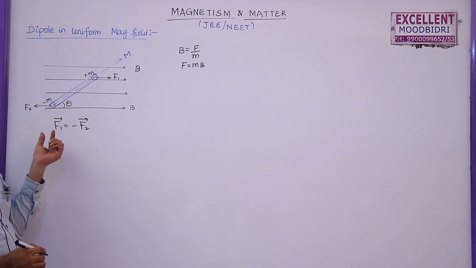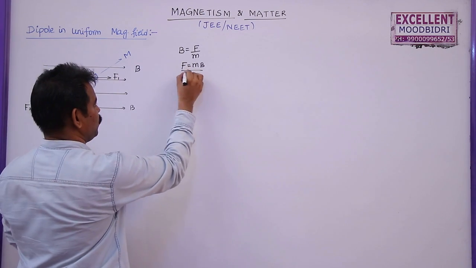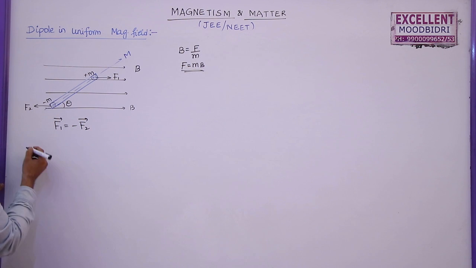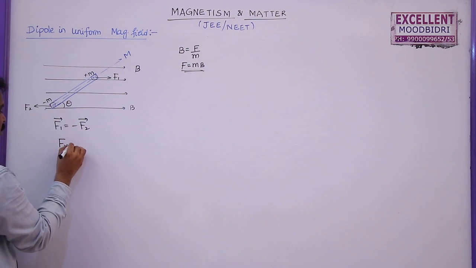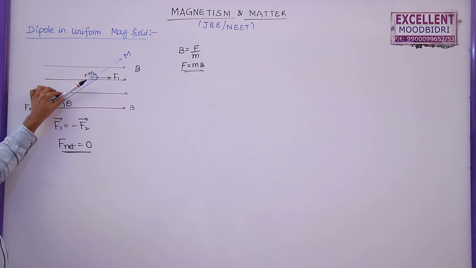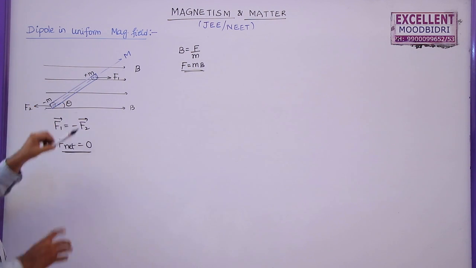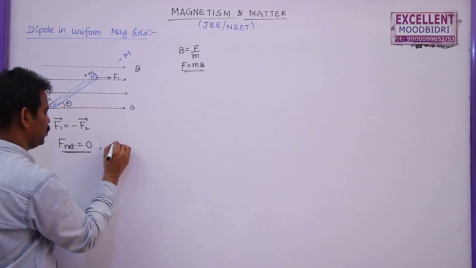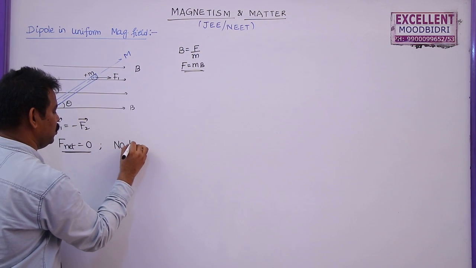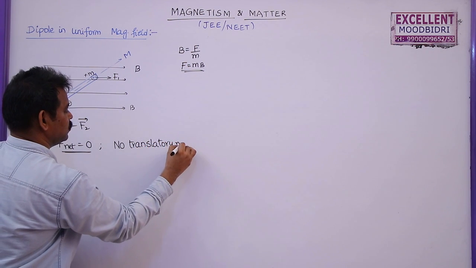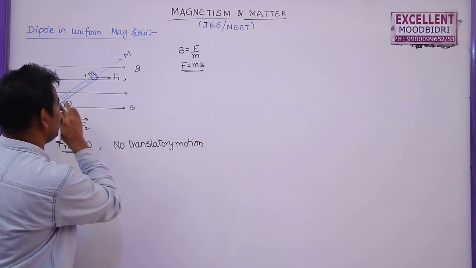That means the magnitudes of these two forces are equal to mB only, but one is acting in the direction of the field and the other is acting in the opposite direction of the field. So the net force here is equal to 0. That means whenever a bar magnet is placed in a uniform magnetic field, it will not experience any net force. That's why it will not have translatory motion. As the net force is 0, the magnet will not move along a straight line.